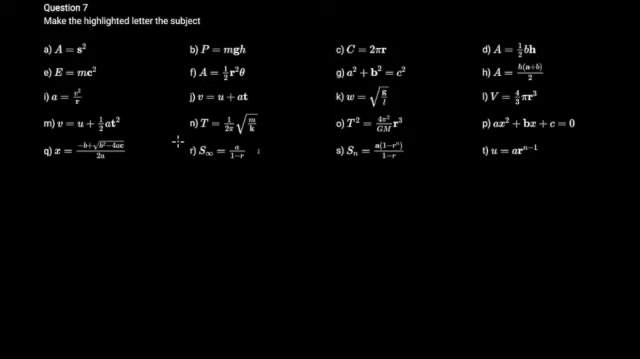So what we're going to do is we have 20 questions here. What I'm going to teach you is how to manipulate some of these formulas to make whatever subject that you want. Okay, so it might be x, it might be a, or anything. Here we're actually told that we're just supposed to make the subject of the formula the letter that's highlighted.